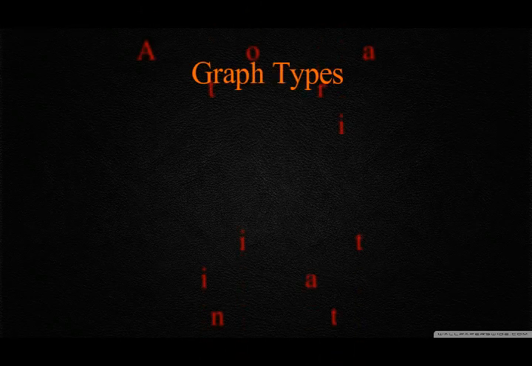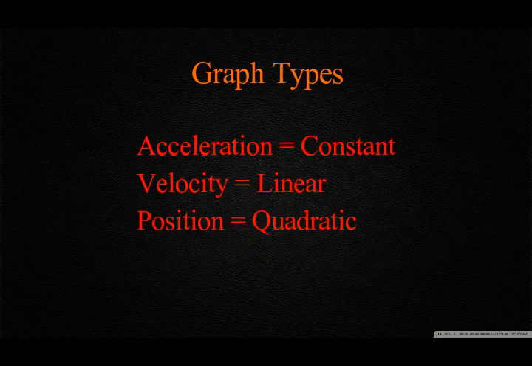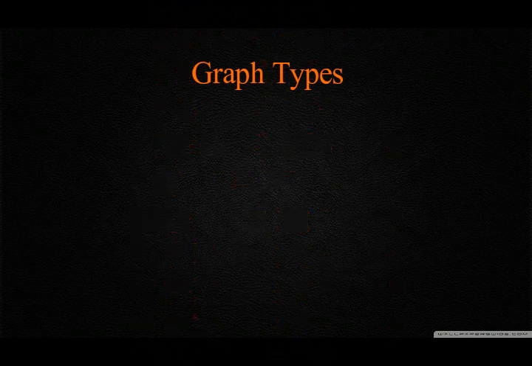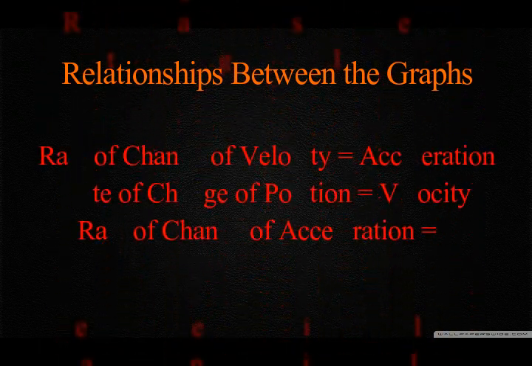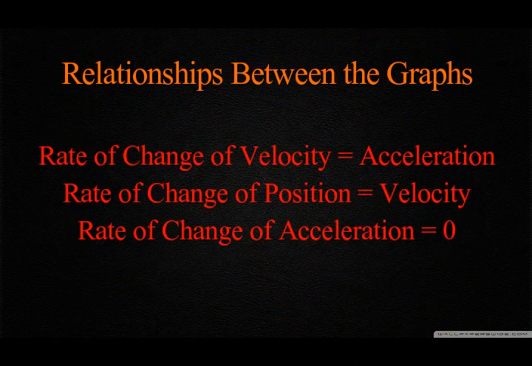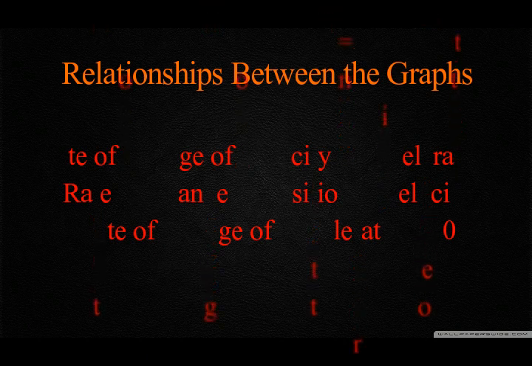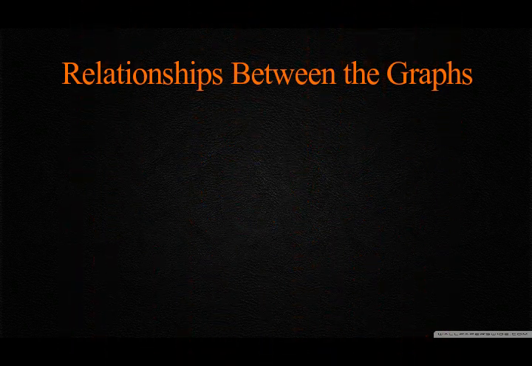There's a clear relationship between these graphs. In this scenario, the acceleration graph is constant, the velocity graph is linear, and the position graph is quadratic. This is simply due to the fact that the rate of change of the velocity graph is acceleration, and the rate of change of position is velocity. It's a cascade effect. As velocity increases because of the acceleration, position also increases, but at a higher rate than velocity.